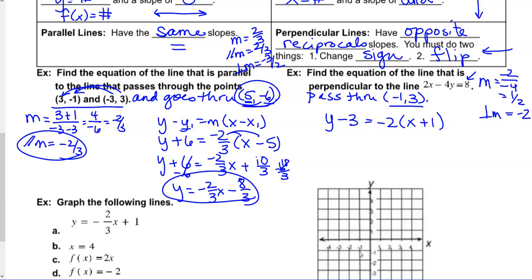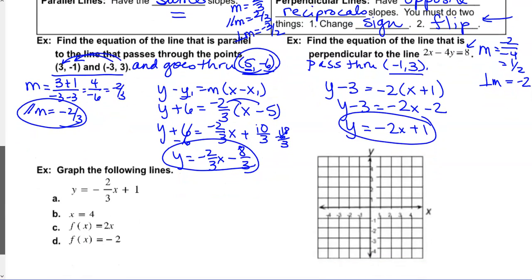And now all we have to do is distribute. So I get y minus 3. Distribute gives me negative 2x minus 2. And when I add 3 over to the other side, I get y is equal to negative 2x. When I plus 3 and plus 3, that gives me a plus 1. So that would be my final answer for that equation. Okay? All right, very good.